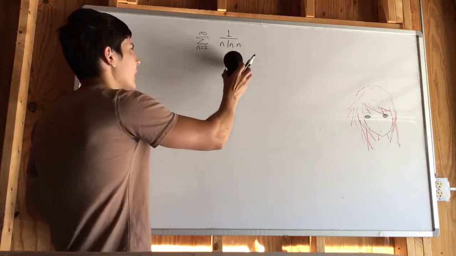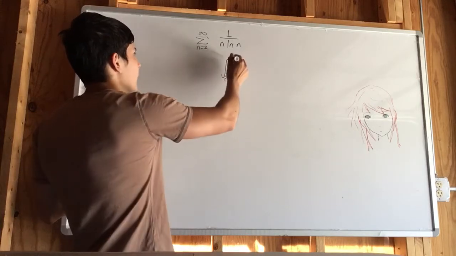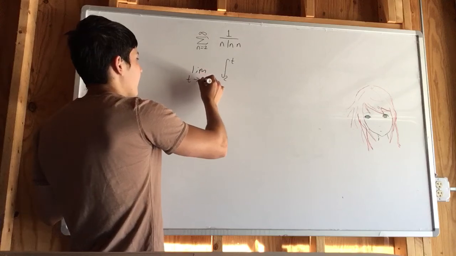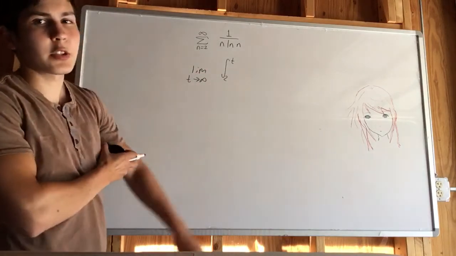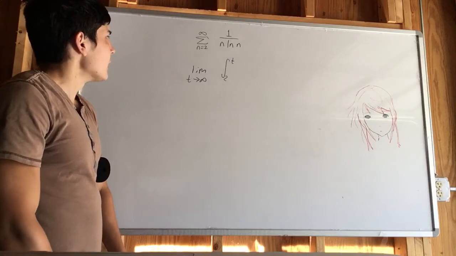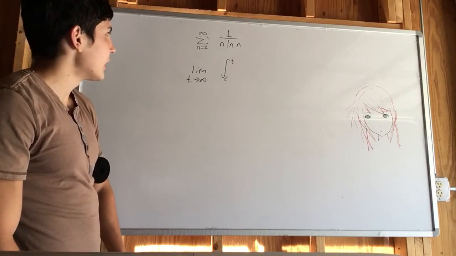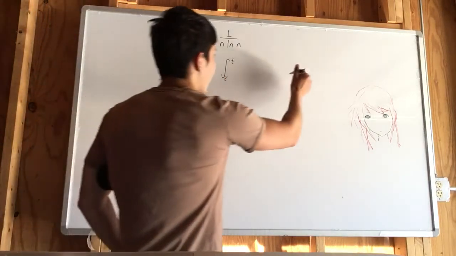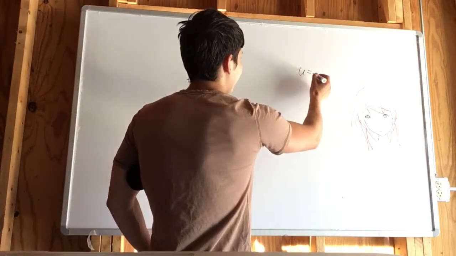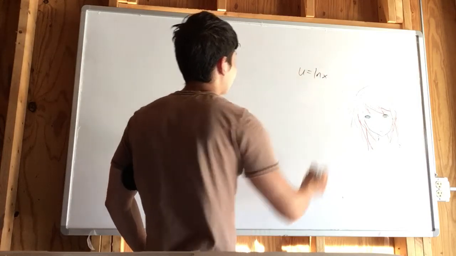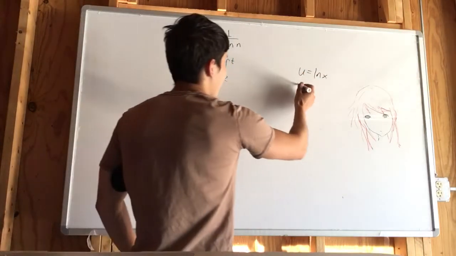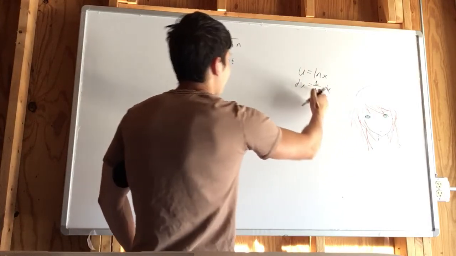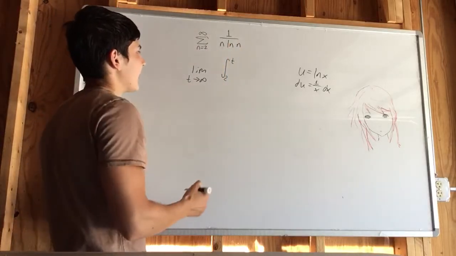We can't do infinities here with integrals, so we replace that with a t and say that the limit as t goes to infinity. With this one, we probably want to do a very strategic u substitution, or you could probably just do it in your head at this point, but let me show you what it is. It's u equals the natural log of x, because if you remember, the derivative of this is 1 over x. So that just works out perfectly with this.